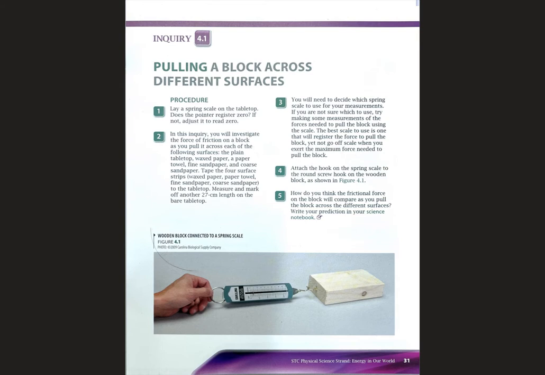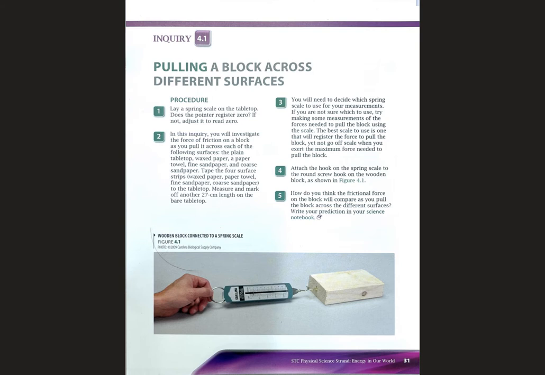All right, so we are on inquiry 4.1 now. So this is going to be in the procedure section of your science notebook. So let's just go through this and talk about what we're doing. So number 1, this is on pulling a block across different surfaces. So you're going to be using the same block here, except the surface is going to be different for each. And again, I'll show you a video in a moment that's going to show you how the activity is actually done in class. So number 1, it says lay the spring scale on the tabletop.